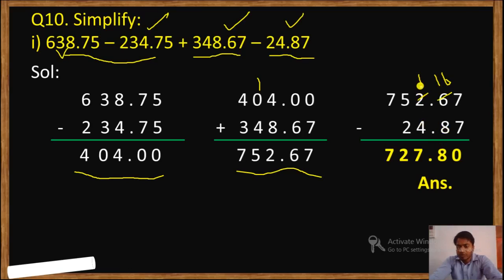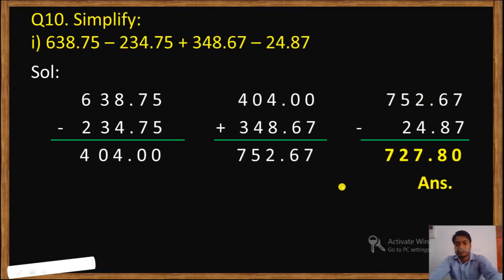Now here we have 1 and 4, so 1 is less than 4, so again this 1 will take a borrow from here, so it will become 11 and this will become 4. Understood? Now 11 minus 4, 7. Now 4 minus 2, 2, and 7 as it is. Okay, so 727.80. This is the final answer.